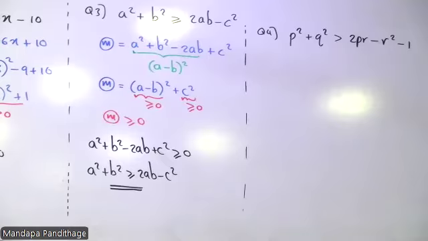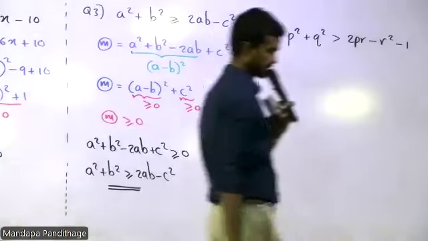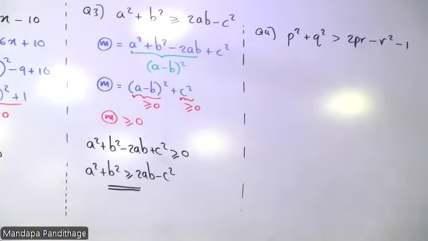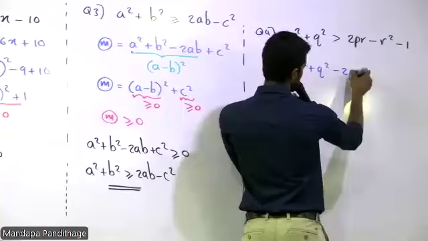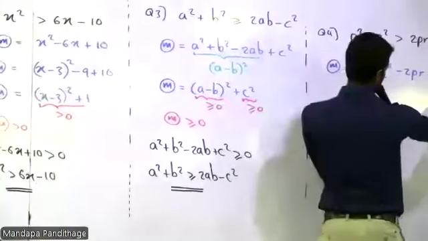Same thing, same drill. Okay, this one I need answers. You can take it easily. Same drill. Take the expression. Let's name it as M. P squared plus Q squared, take this to this side. Minus 2PR plus R squared plus 1.